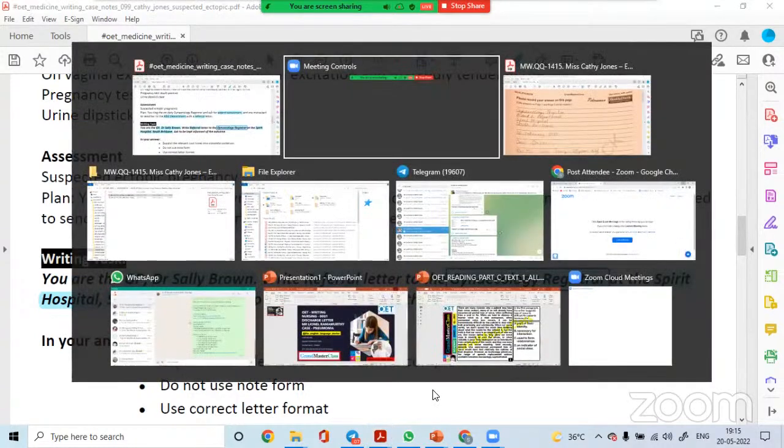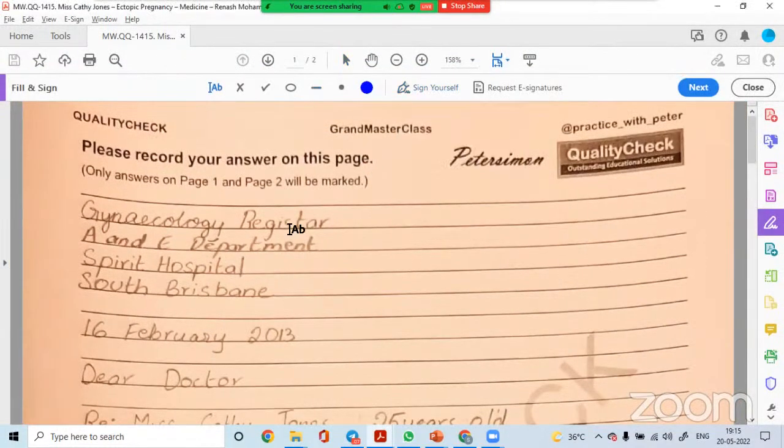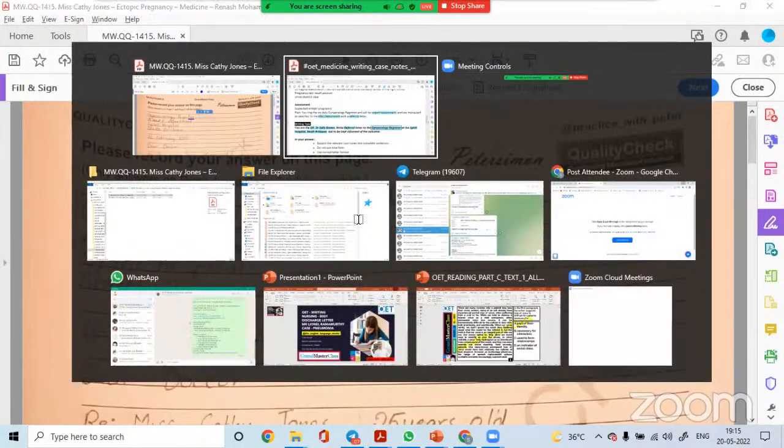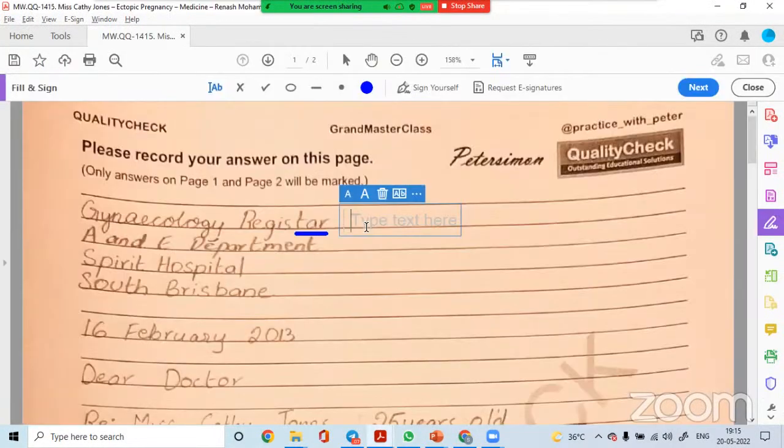Okay. So let us see what you have written. Gynecology registrar, right? Oh my God. Oh, doctor, you don't know the spelling of registrar. How come? Gynecology registrar, the spelling mistake. Okay. You should know registrar spelling is, yeah, here it is. Copy text. Gynecology registrar, that is the spelling. Okay. Spelling mistake. So it is wrong.